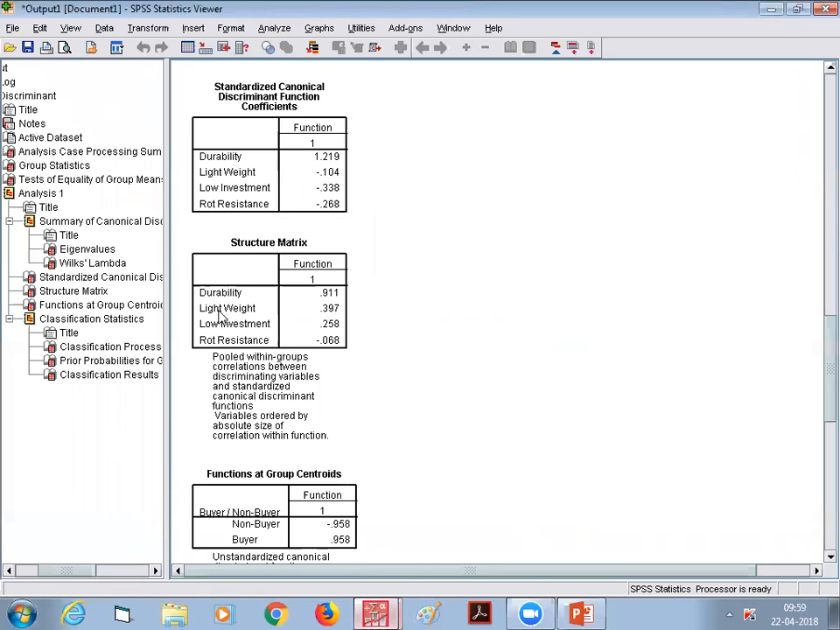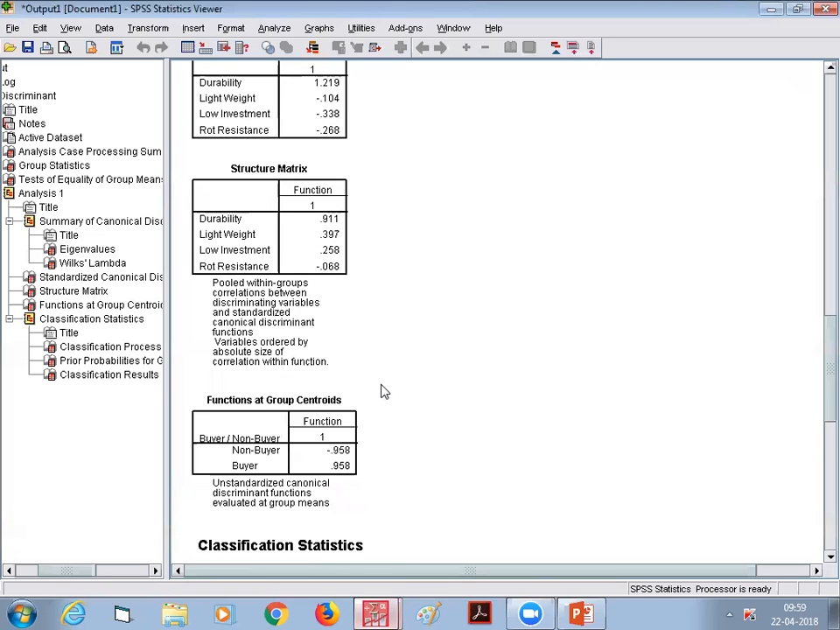Similarly, there is the correlation between the function and lightweight, low investment, etc. In fact, rust resistant is the least bothered, at 0.068, almost 0. So this is what the structure matrix shows.